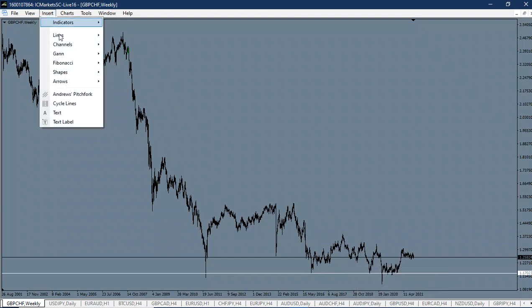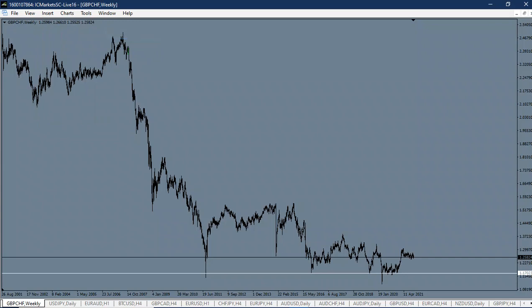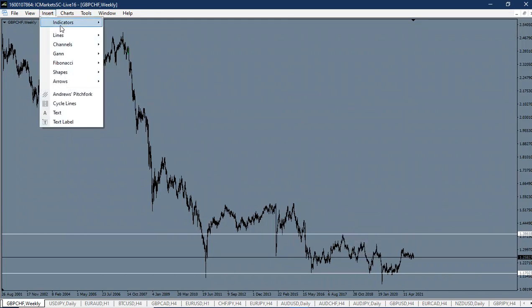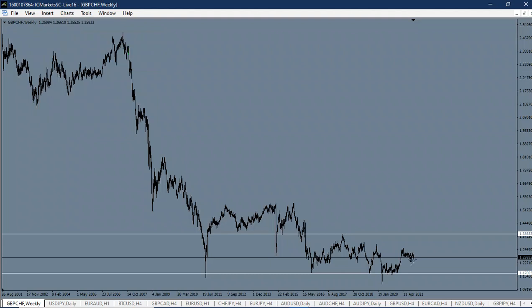So this is the neckline. This is the neckline right here. This neckline right here. So we know we are expecting price to move towards that neckline like that.